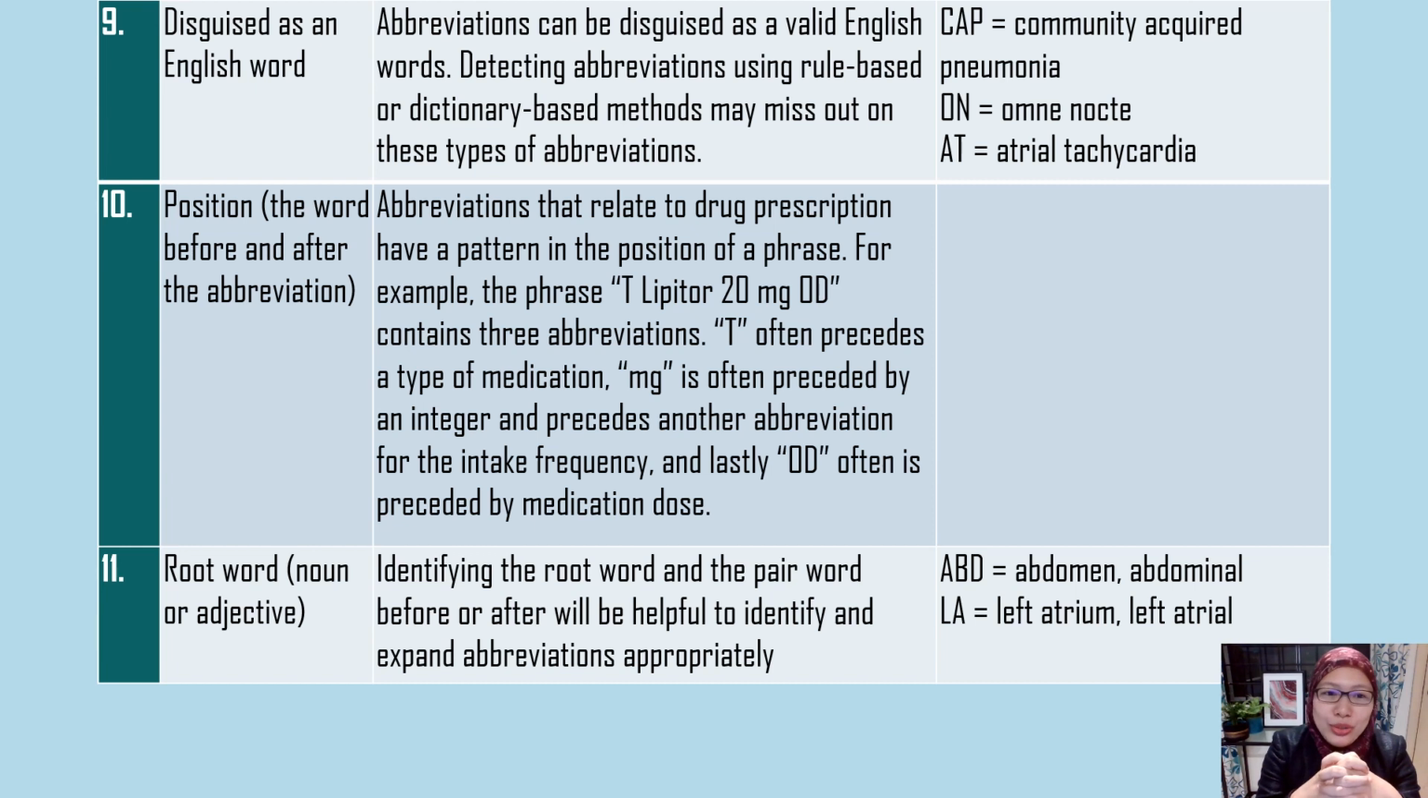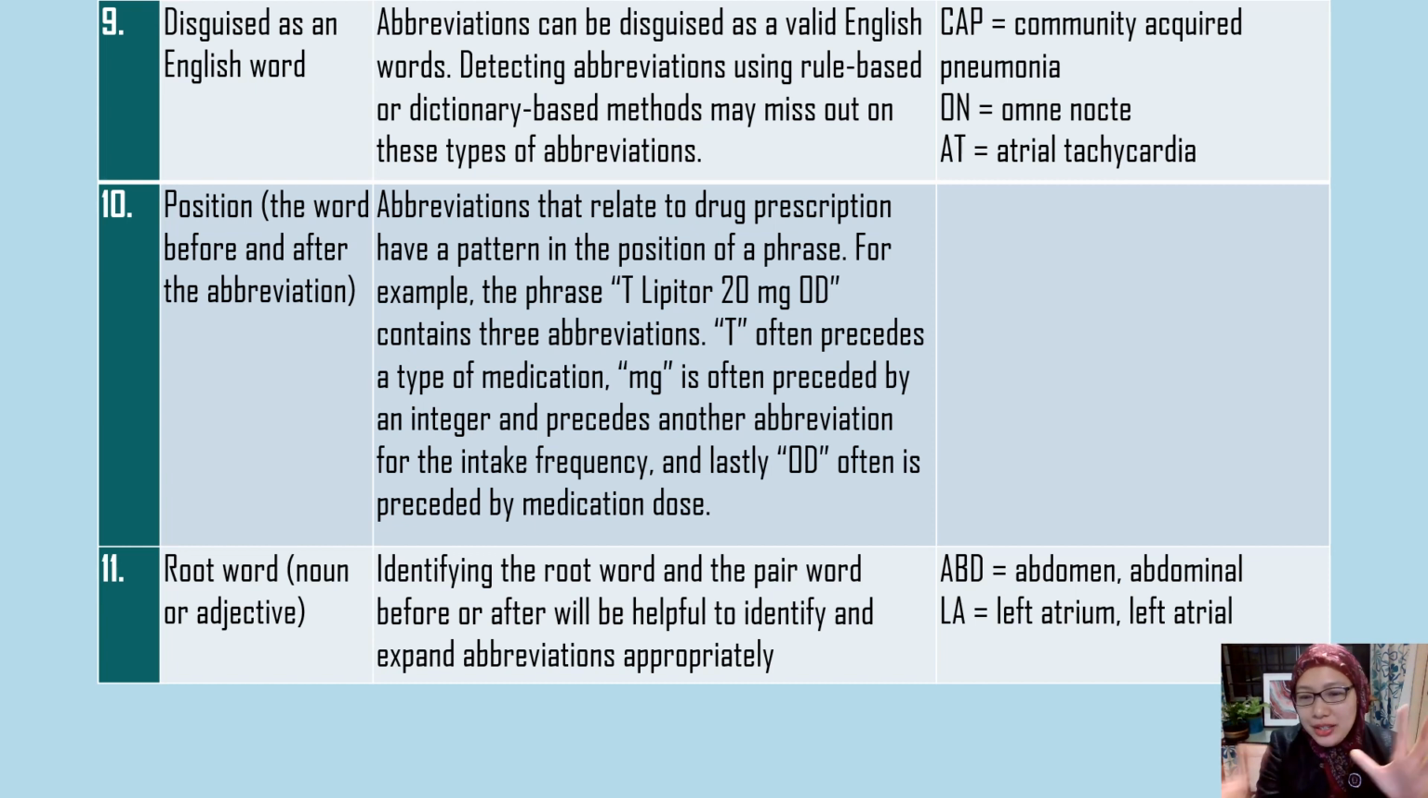Number 10, we should look into the position of the word before and after. So it may indicate whether that is an abbreviation or not. And lastly, we should look into the root word, whether the word is a noun or adjective. This is very important when you want to not only detect but also expand the word. Should you say ABD as abdomen, or should we say ABD as abdominal? LA, left atrium or left atrial?